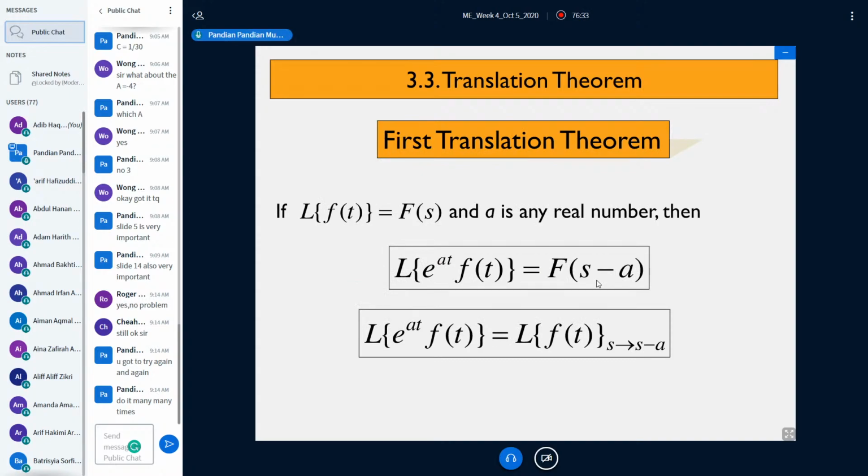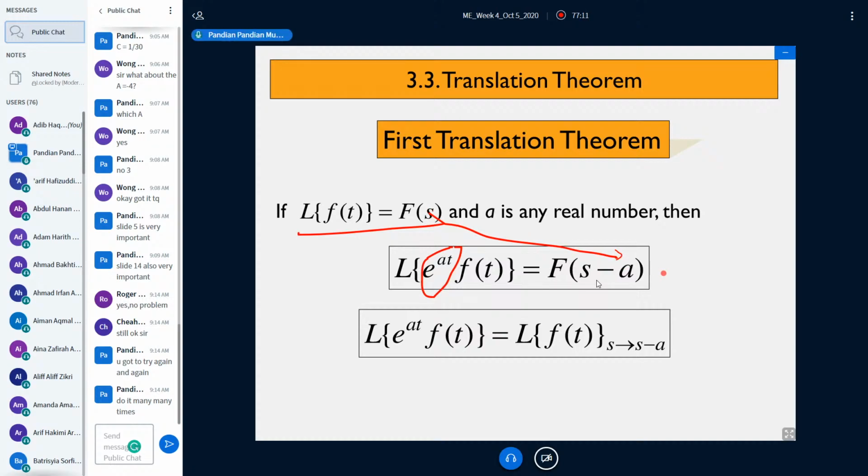Now, what is the first translation theorem? You know Laplace of f(t) is F(s), the capital F(s), and a is any real number. Then Laplace of e^(at) f(t), now you add this. This is called the translation theorem. Laplace of e^(at) f(t) equals capital F of s minus a. This s becomes s minus a.